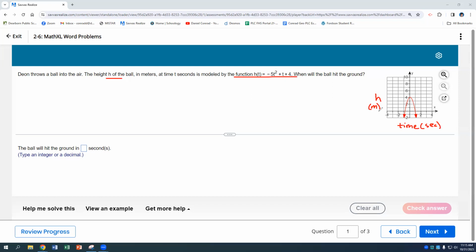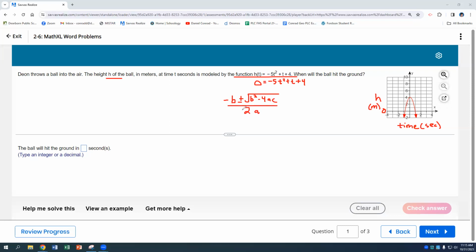So the ball is going to hit the ground at a height of 0. So our height here is going to be 0, equals negative 5t squared plus t plus 4. So we're going to substitute in 0 for our height, and then from there we're just using the quadratic formula. We're going to solve for the value of t using the quadratic formula, opposite of b, plus or minus. You could also try factoring, but I'm going to use the quadratic formula here because this is the section on the quadratic formula.